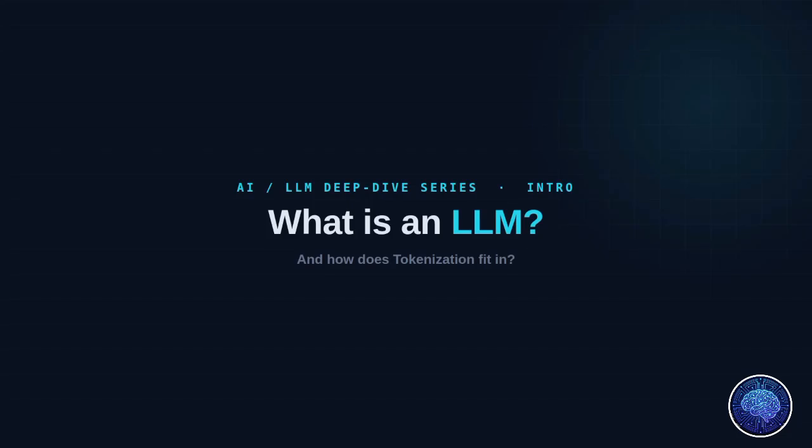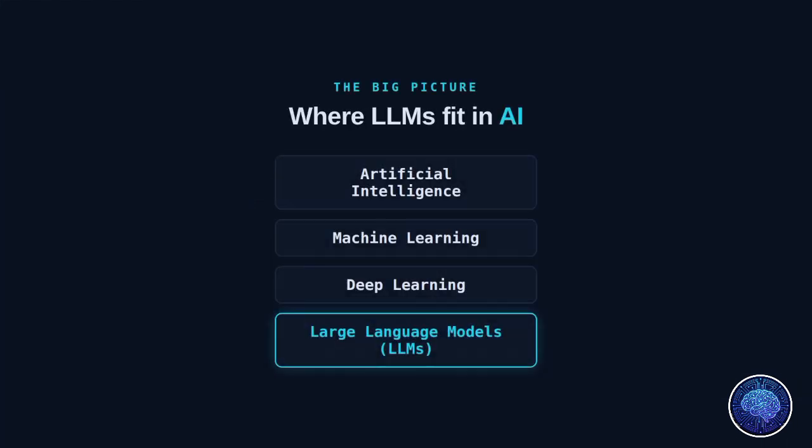Before we go deeper into the series, let's quickly answer the basic question. What exactly is an LLM and how does tokenization connect to it? AI is the broad umbrella. Inside it sits machine learning, inside that sits deep learning, and inside deep learning, we have large language models, LLMs. So, an LLM is basically a deep learning model trained specifically to understand and generate human language.